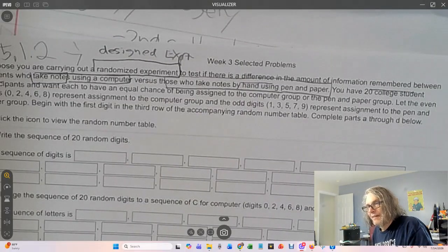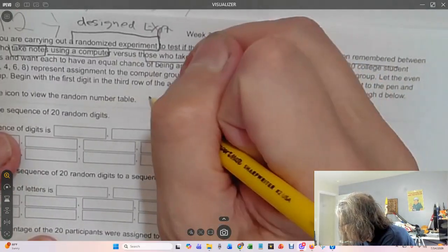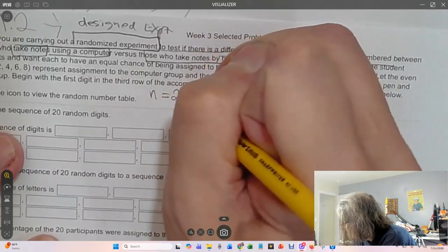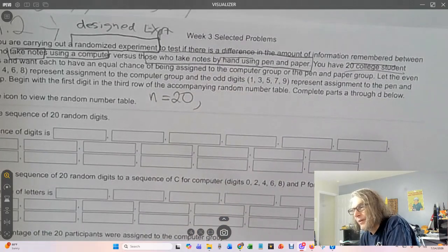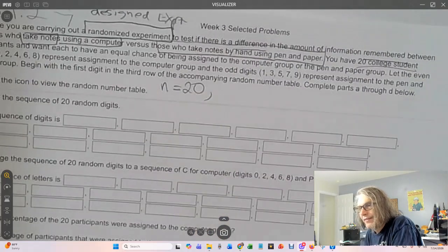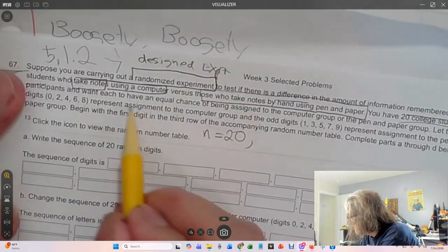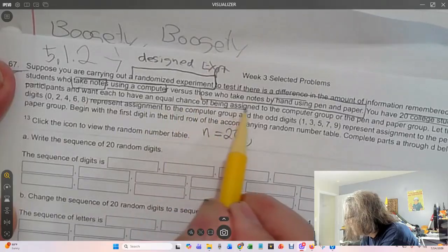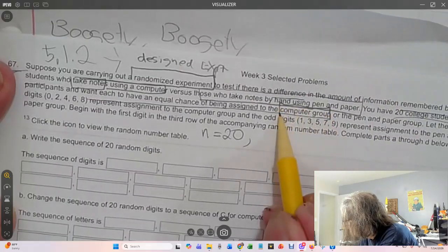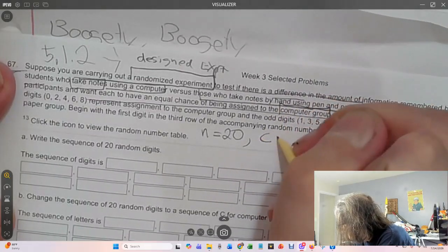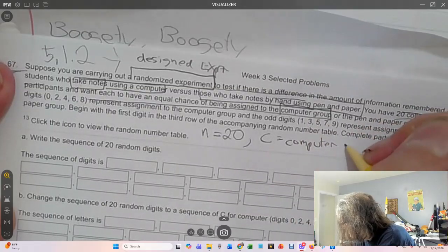But anyway, it says we have 20 students, so that means n equals 20. That's the total number in the sample. All right. And we want each to have an equal chance of being assigned to the computer group.